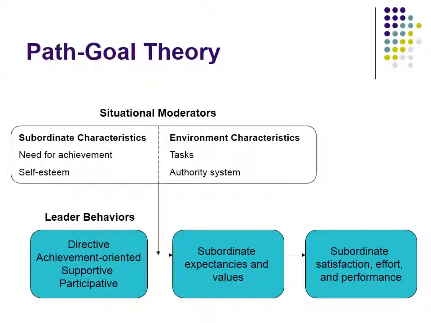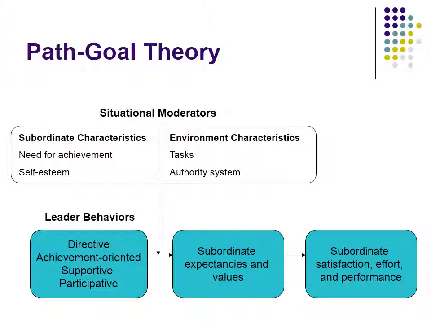So the top 2 are more task-oriented. They're about authoritarian leadership styles, and they're also about trying to motivate people through offers of achievement. The bottom 2 are more social, about either supporting the people and treating them well, or involving them in the decision-making. Those leadership behaviors are then going to be interacted by the situational moderators. So what are the subordinate characteristics? Do those subordinates have self-esteem issues? If they do, maybe a supportive style is necessary. Do they have a high need for achievement? Then an achievement-oriented style would be necessary.